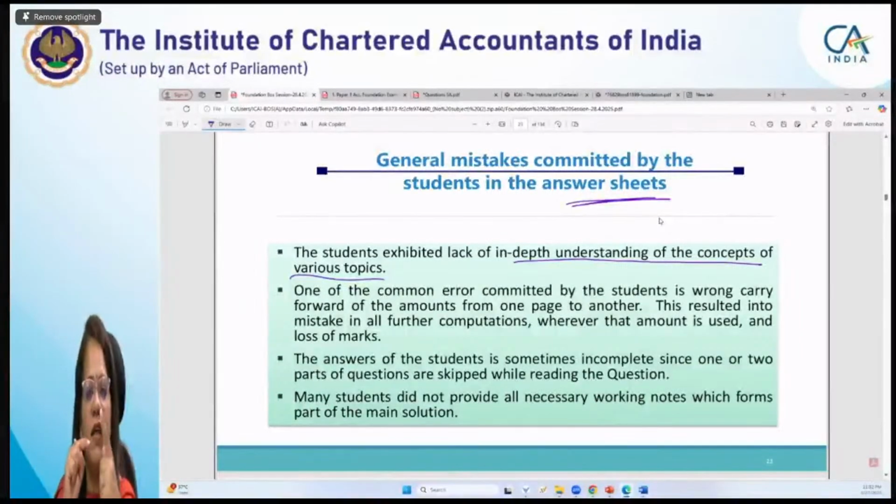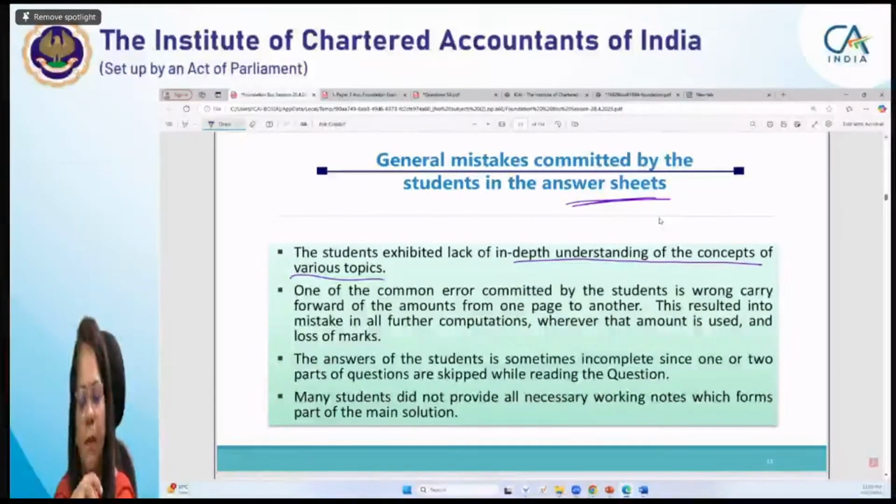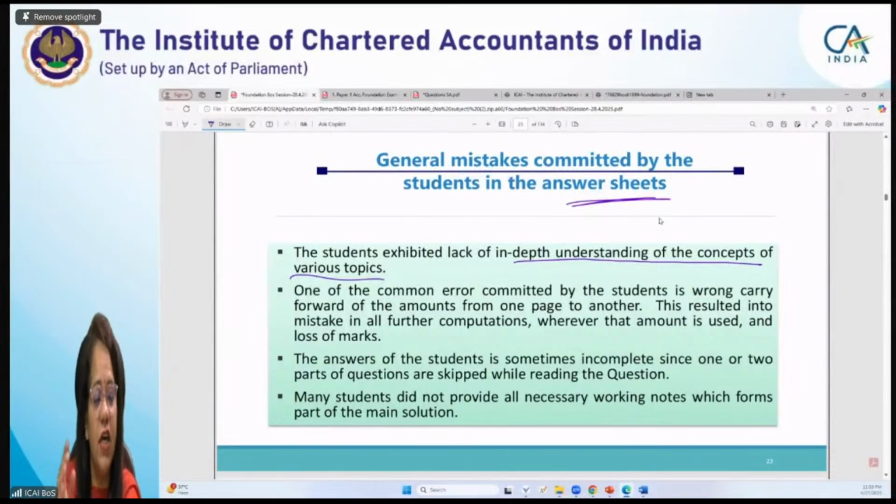If a student has understood the theory portion of the chapter on inventories, where it is clearly mentioned what costs are to be included while valuing the inventory and what costs are not to be included, the student will be able to solve the question very easily. All right. So the in-depth knowledge, the proper understanding of the concept is very important. The theory portion of each and every chapter is important. It has its own significance. Sometimes the questions incorporate that theory portion also.